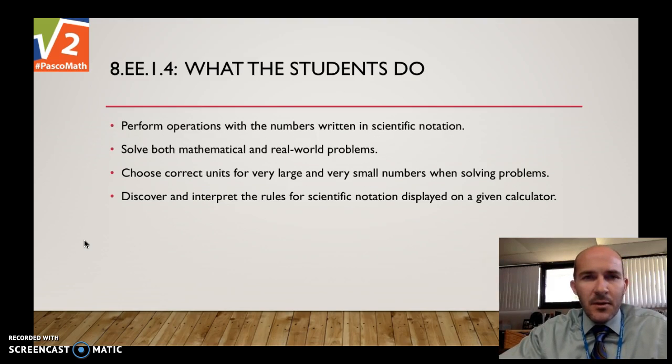Some things the students should be doing: perform operations with numbers written in scientific notation. They need to solve both mathematical and real-world problems, because apparently they're different. I'd like to focus on the real-world problems, that context piece. Choose correct units for very large and very small numbers when solving problems. And then we also want them to discover and interpret the rules for scientific notation when displayed on a calculator.